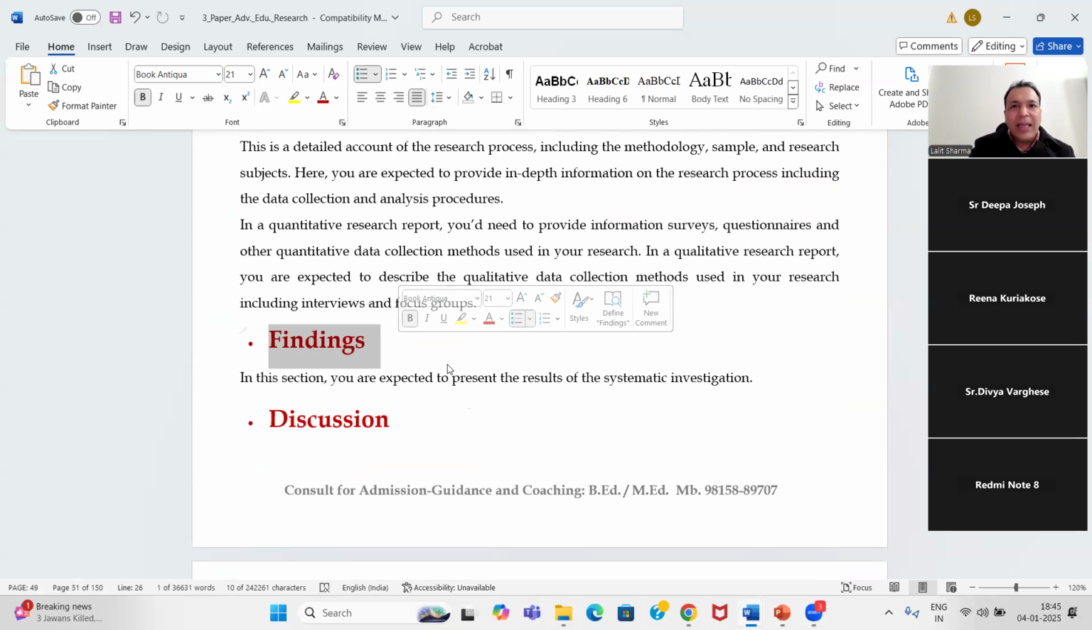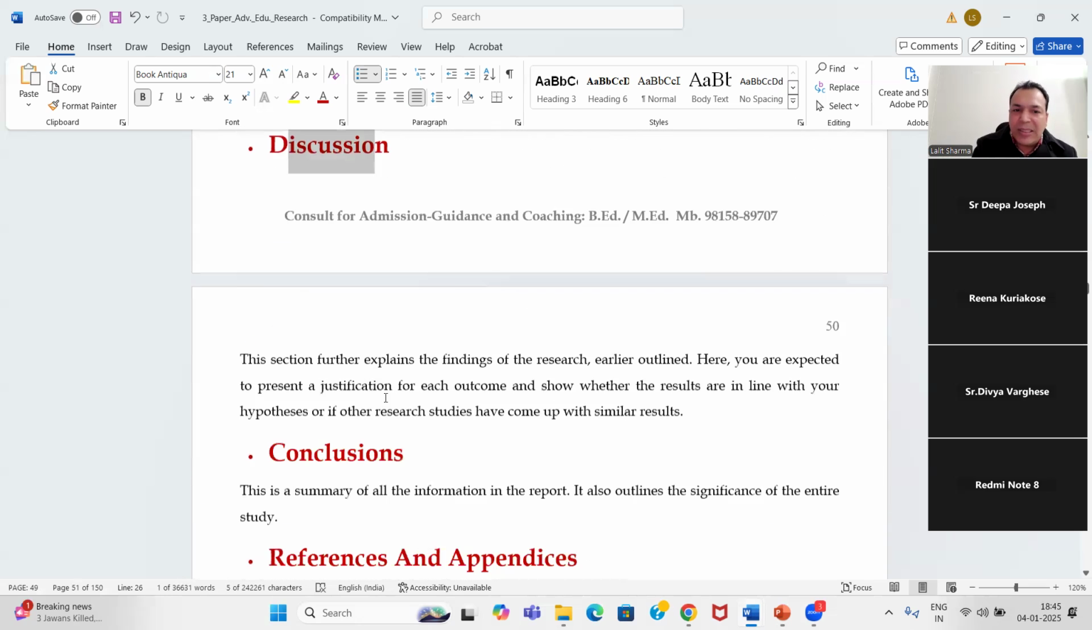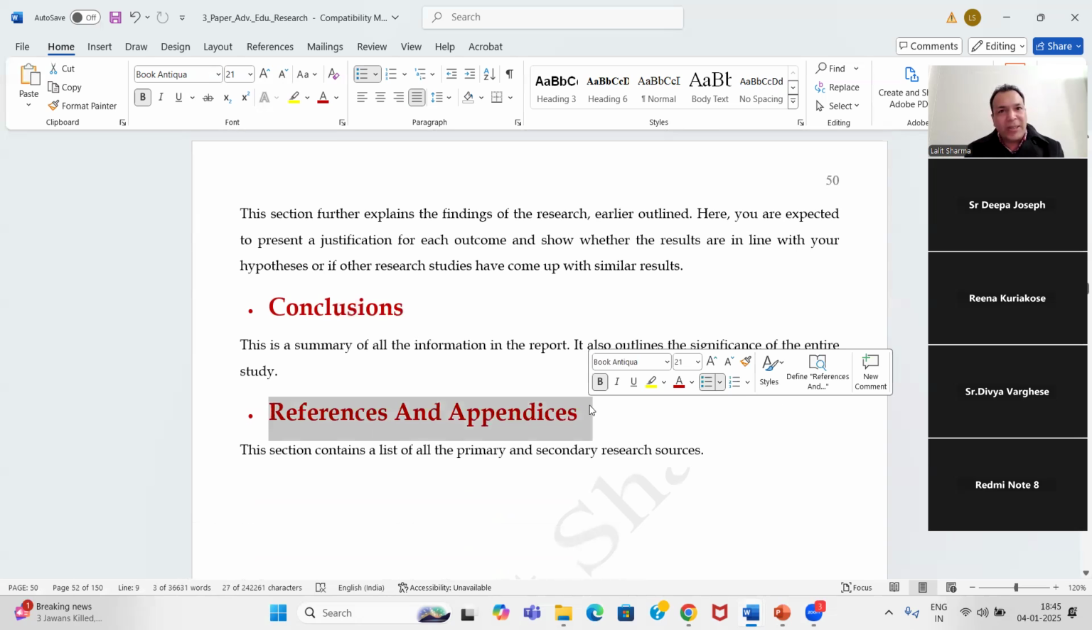Here you have collected the data and you have interpreted the data. After interpretation of the data, you have got some results, some findings. That's why under the steps of the research report, you have to use these words in the last: findings, discussions, conclusions, references, and appendices. Got it?